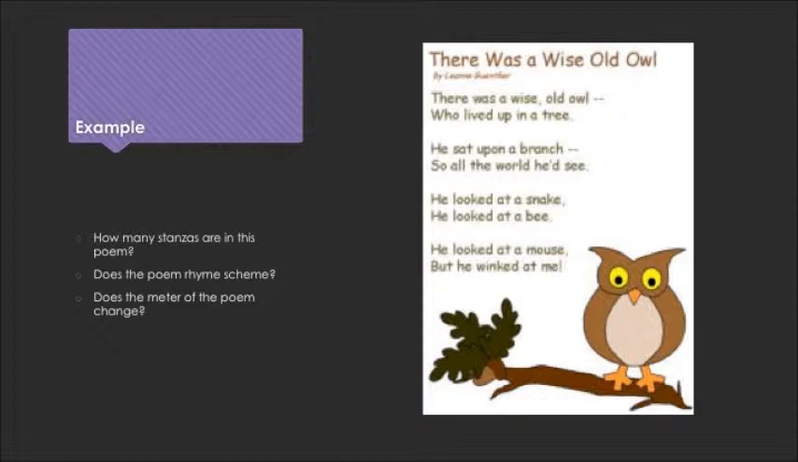Does the poem have a rhyme scheme? Do any words rhyme? Yes. The rhyme scheme is A, B, C, B, D, B, E, B. Does the meter of the poem change? There was a wise old owl. He looked at a snake. Yes, the meter did change.